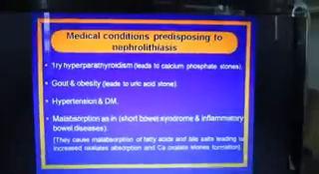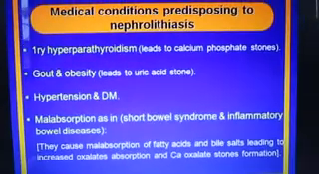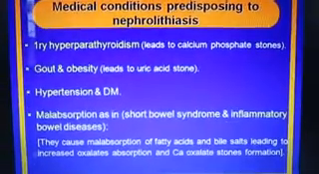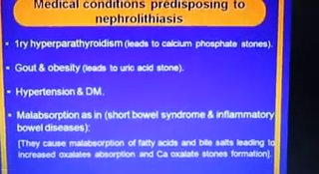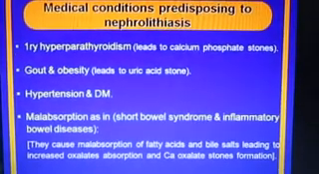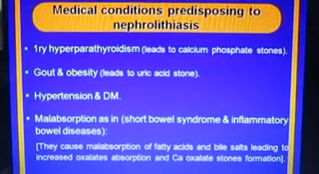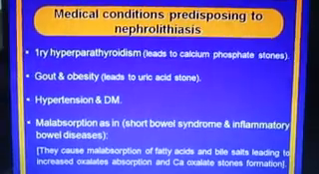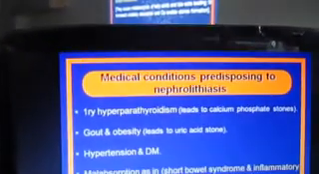Medical conditions predisposing to nephrolithiasis: primary hyperparathyroidism leads to calcium phosphate stones, gout and obesity lead to uric acid stones, hypertension and diabetes, malabsorption and short bowel syndrome and inflammatory bowel diseases, they cause malabsorption of fatty acids and bile salts. When there is malabsorption of fatty acids, it combines with calcium, so decreases free calcium in the GIT, decreases formation of calcium oxalate compound in the GIT, so increases absorption of oxalates. Bile salts deficiency leads to increased absorption of small molecules, including oxalates, from the GIT.